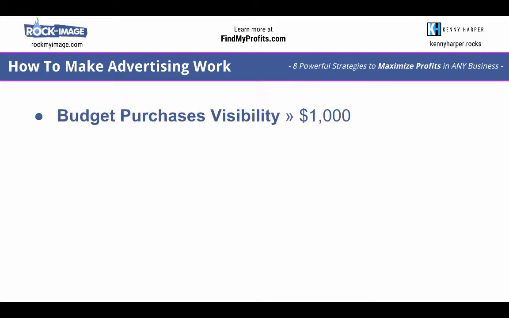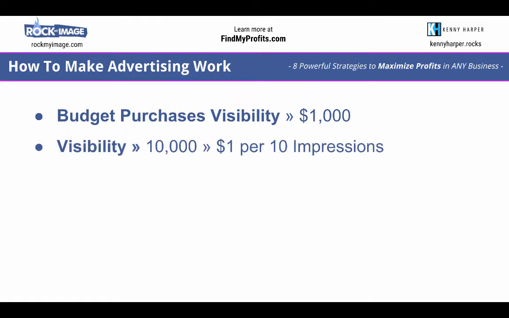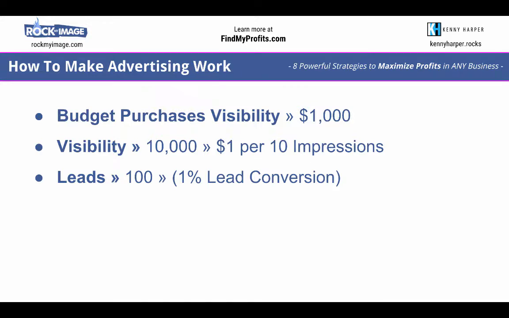You're typically going to pay a certain amount. And here are some numbers just to give you some basic examples of how this works. Let's just say a budget purchases visibility. You spend $1,000, and in this example, we're going to spend $1 and get 10 impressions, getting our message in front of 10 people for $1. Now, in this example, we're going to say that we have a 1% conversion rate. So we get 100 leads from that $1,000.